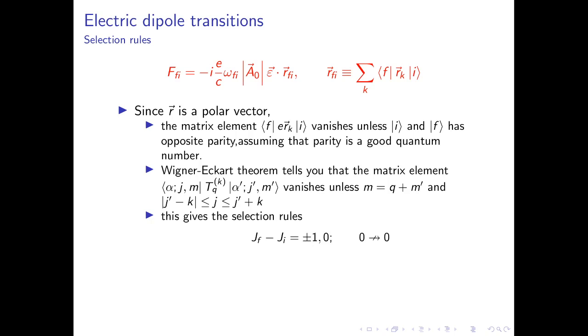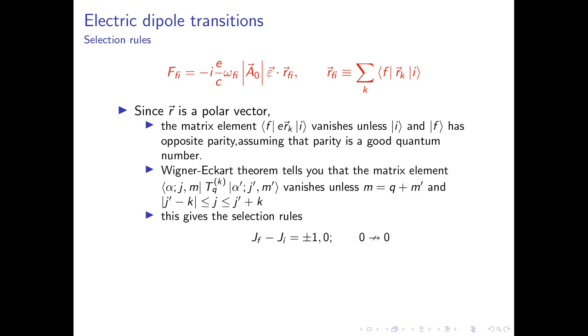Remember angular momentum addition, the same laws work here. And one important thing, if Ji is 0, then addition of k can only give you plus 1, cannot give you 0. And so despite the fact that Jf minus Ji equal to 0 is allowed in general, a transition from Ji equal to 0 to Jf equal to 0 is simply not allowed.